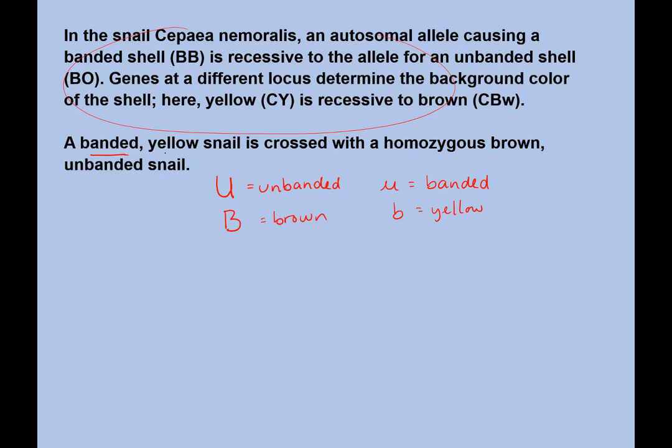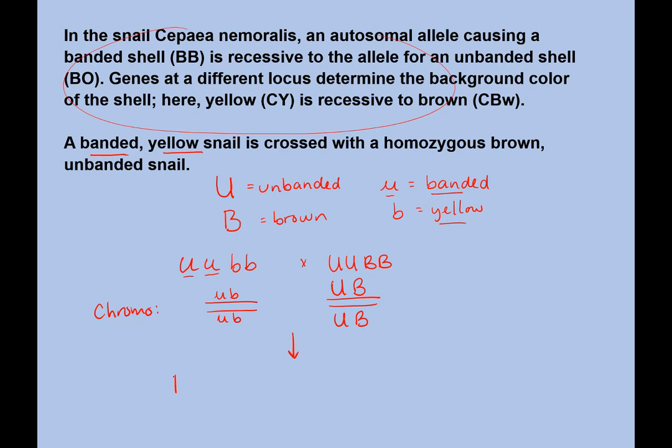All right, so I have a banded yellow snail that I'm going to cross with a homozygous brown unbanded. So it's unbanded and it's brown. So what do the chromosomes look like? In this case, I'm going to have to make my U's really big, right? Probably not the best letter to pick. Okay. That's what my chromosomes look like from these two parents.